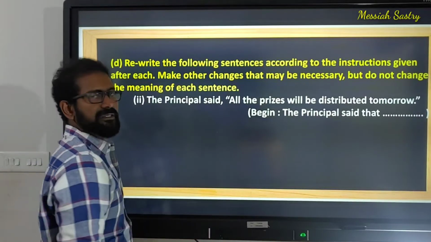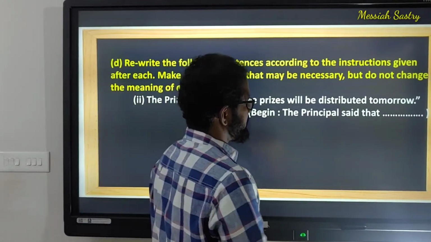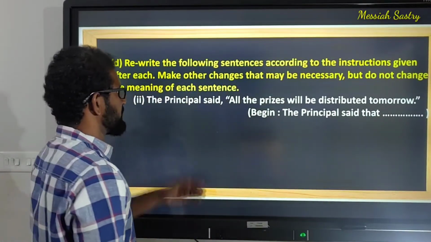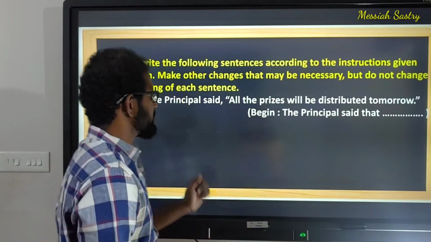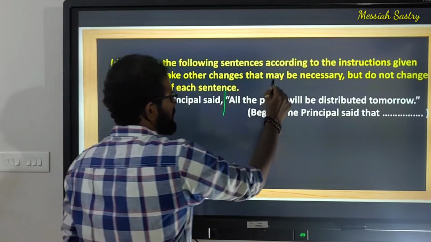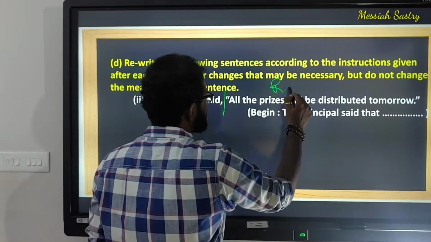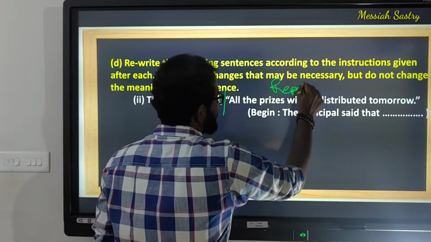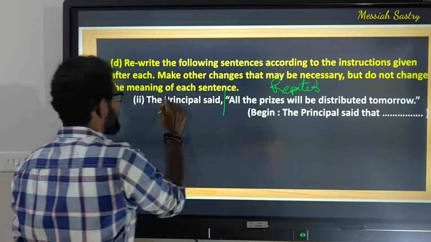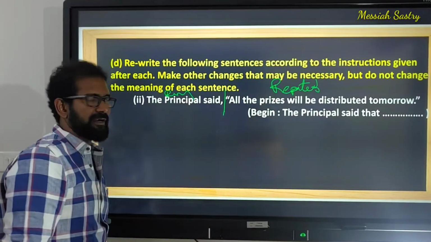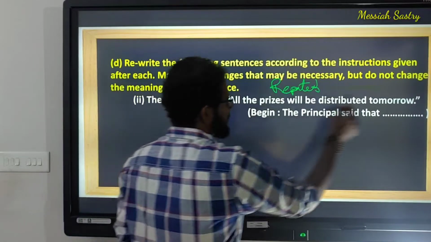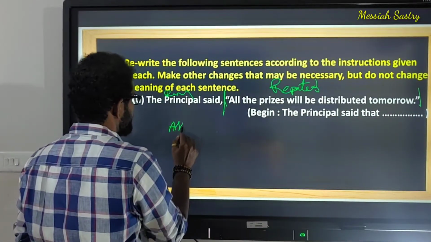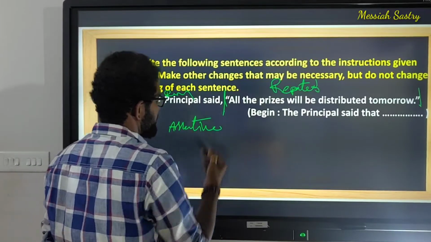The principal said, all the prizes will be distributed tomorrow. Begin with "The principal said that." So it is direct speech. The given sentence is direct speech, with a reporting clause and a reported clause. Now the reported sentence: what kind of sentence is it? It is an assertive sentence.